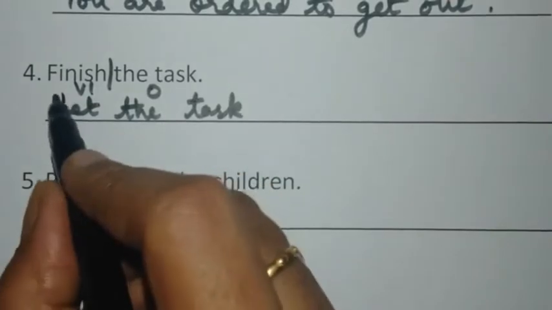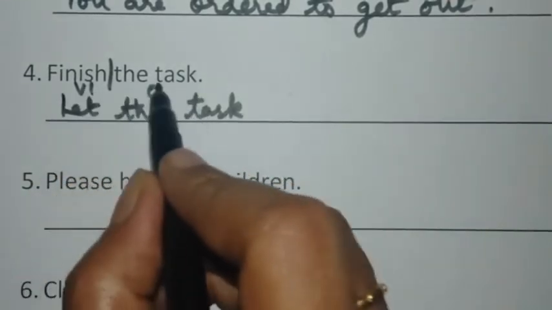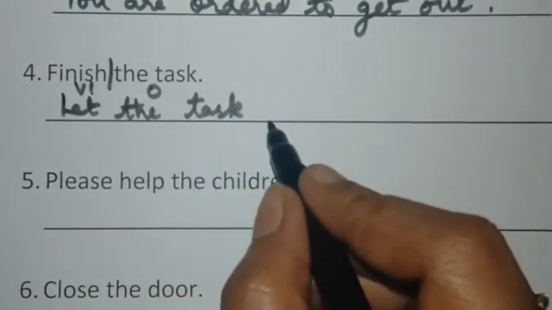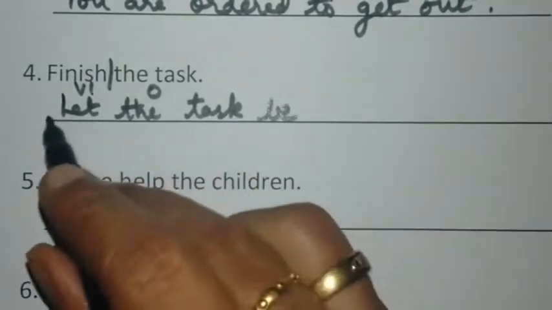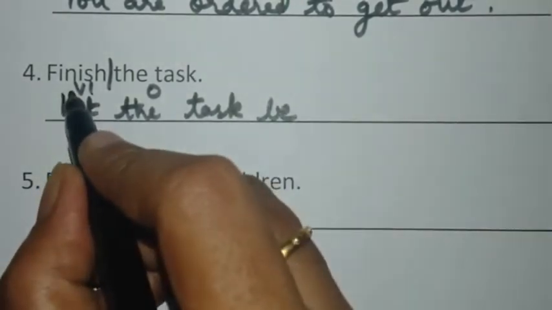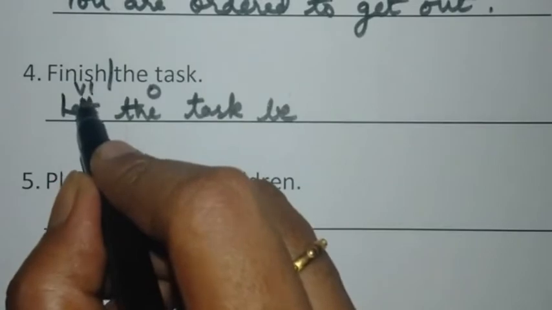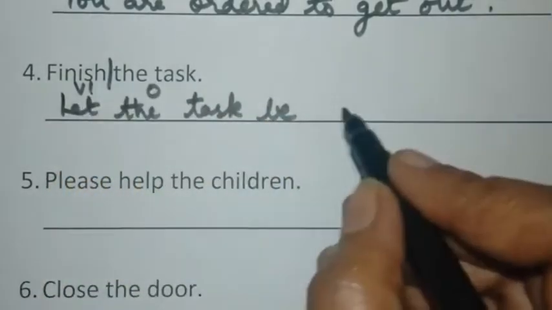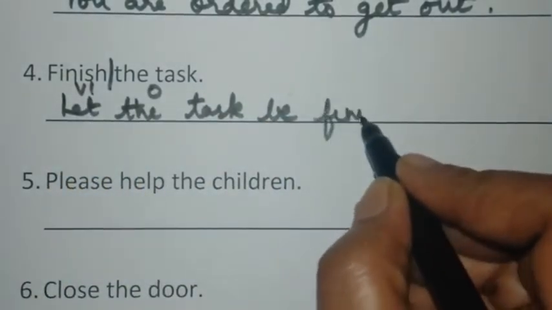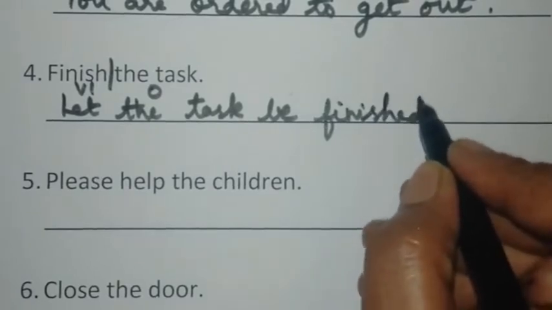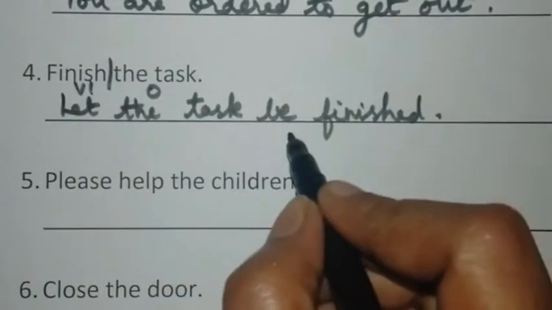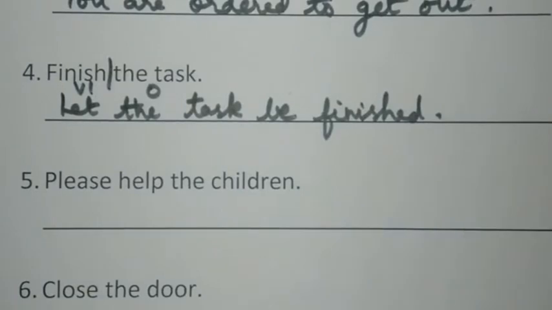So we see the sentence, finish the task. Finish the task is what? It's a positive sentence. So we have to write only be. Then we have to write the third form of verb. V1 is what? Finish. V2 is finished. V3 is also finished only. So we have to write here finished, the third form. Let the task be finished is the passive voice.